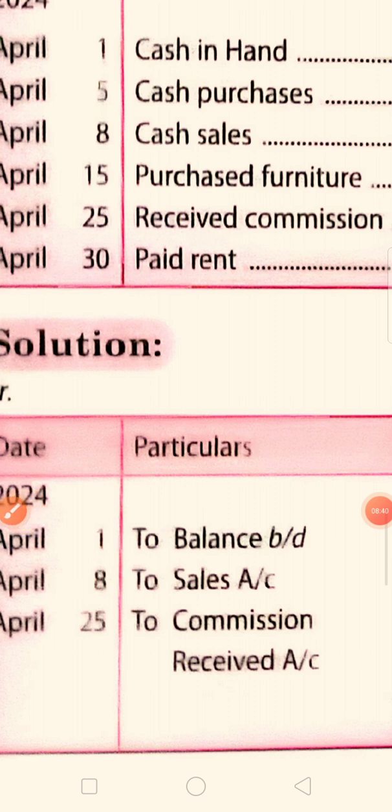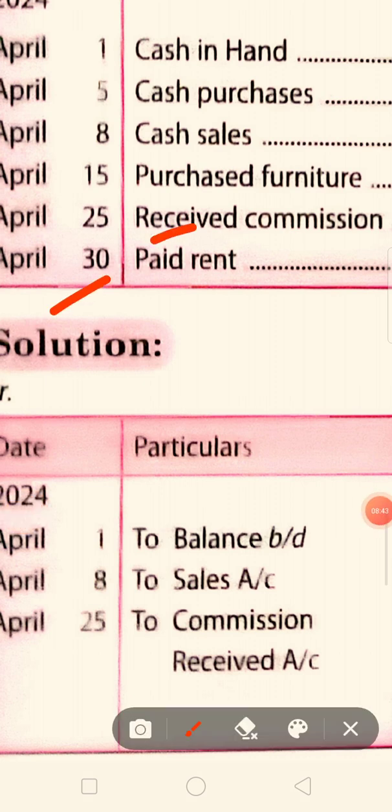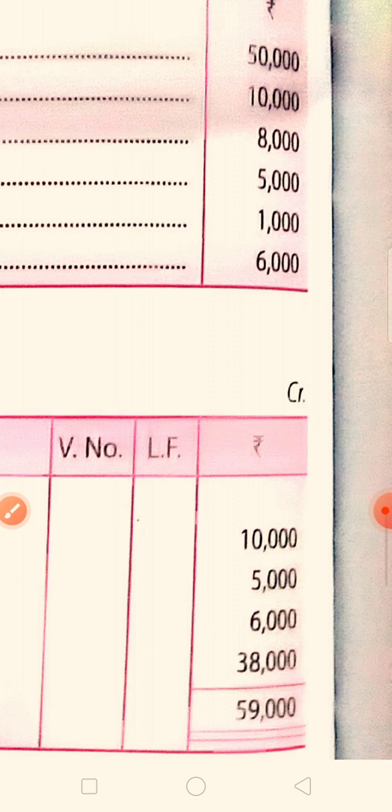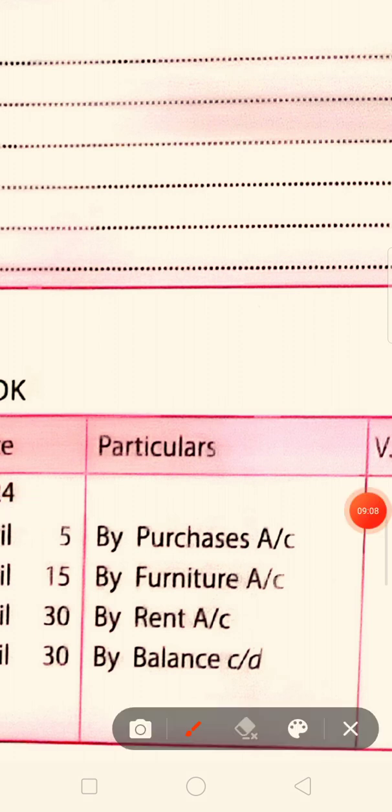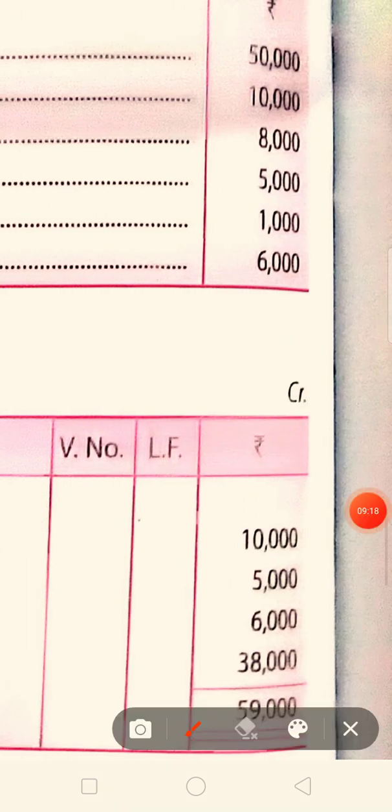Now we are coming to the last point, my dear student. 30th April, they are saying paid rent. It means we are paying the rent. The amount is, let us check, 6,000, my dear student. Definitely if we have paid the rent, then cash goes out from the business. If cash is going from the business, then we should write on the buy side, the credit side. Now we can check very easily. First of all, we write the date 30th April, then by rent, because cash is going for the rent, and then the amount 6,000 we will write, my dear student.